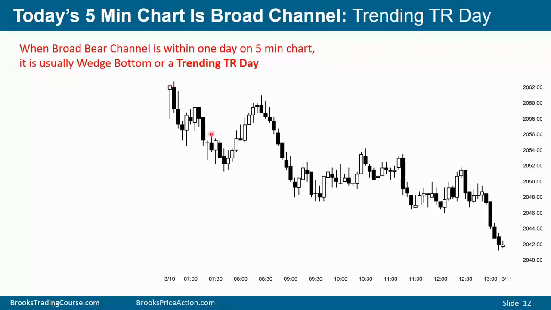Again, a broad bear channel, lower lows, lower highs, occurring all within one day. And usually you have to be expecting the day also to be either a wedge bottom or a trending trading range day. Here we tried to get a wedge bottom, 1, 2, and 3, did not get all that far, and ended up more as a trending trading range day. Trading range here, breakout. Trading range here, breakout. Trading range here, breakout.